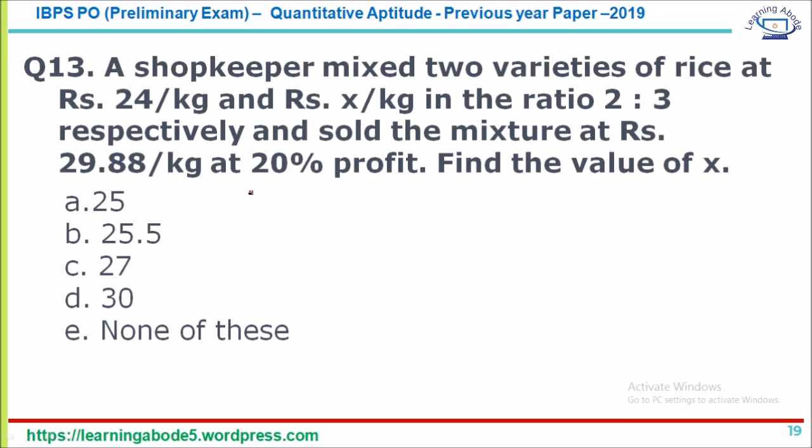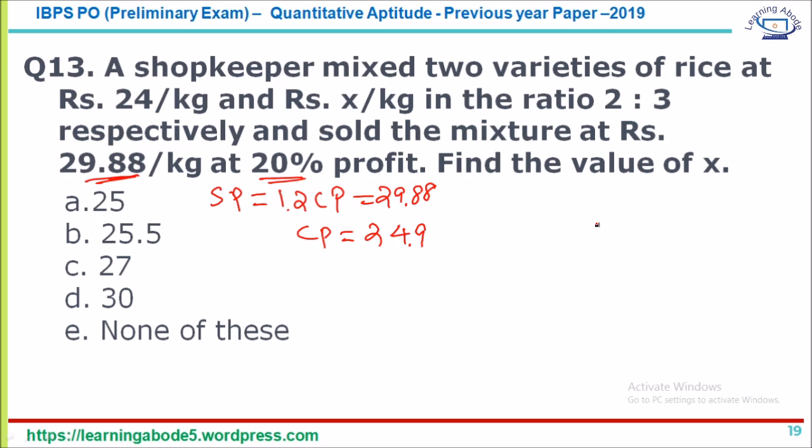Now in this question, a very important part is that we should remember that whenever we mix two items, what we get is the cost price. But here this 29.88 is not the cost price, it is the price at which it is sold, right? So the selling price, which is 1.2 times, that is 20% profit over the cost price, is 29.88. So what is the cost price? The cost price is 24.9.